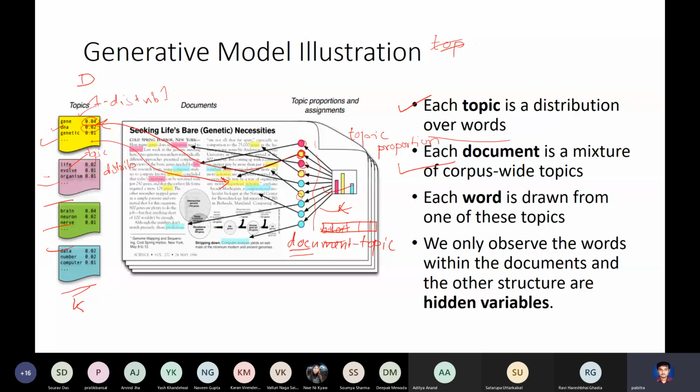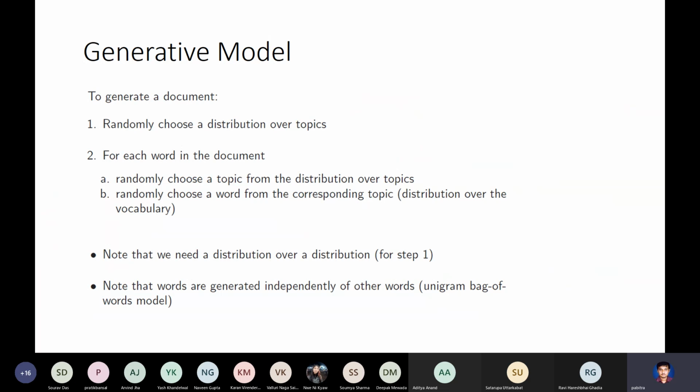I'll soon explain this word distribution for every topic and the topic distribution for every document. So far I have talked about two distributions. One is this topic versus word distribution, and another is this document versus topic distribution. These two distributions are themselves generated from two other distributions. So it's a distribution over distributions. They are generated from two other distributions. I will talk about them.